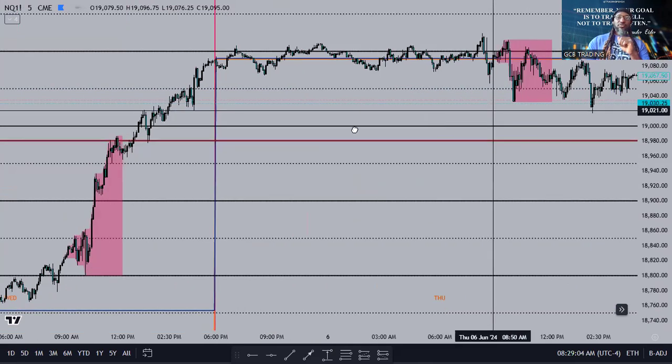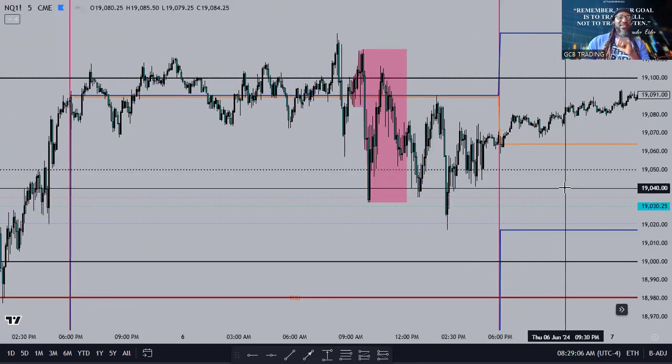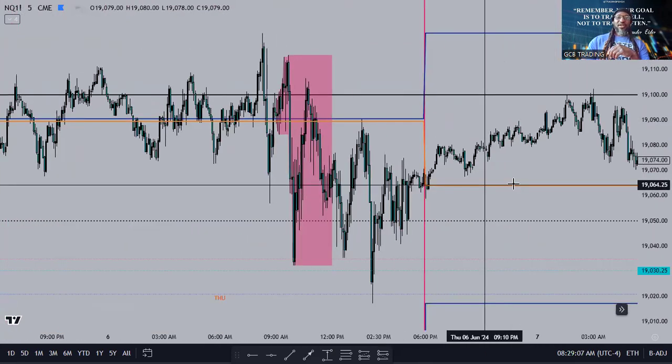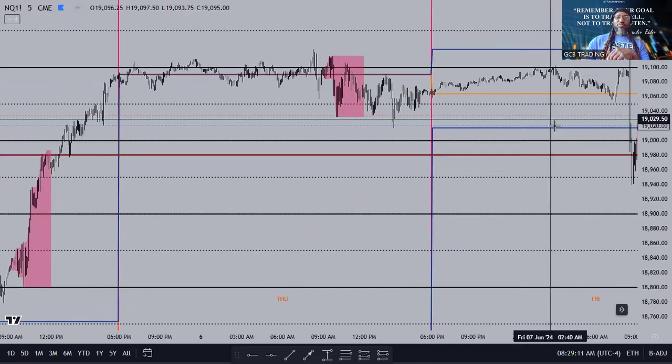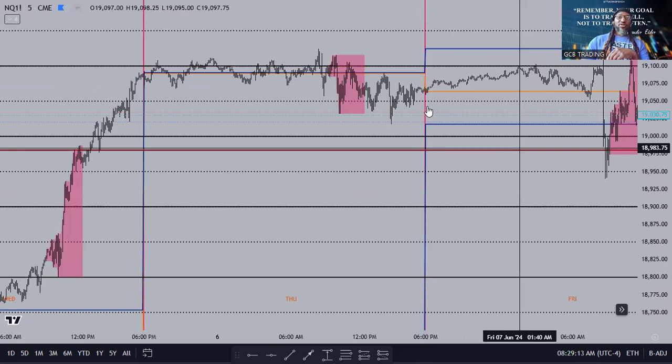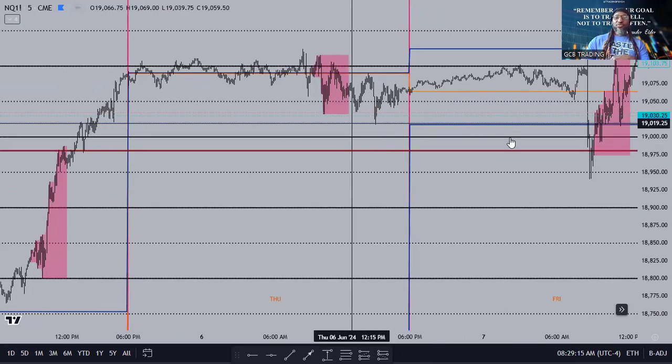Now, let's go into Free Cash Fridays. Free Cash Friday. So, what do we get on Free Cash Friday? We can see that if you zoom in on your chart, you can clearly see that the market is trending up, all right? The market is trending up.